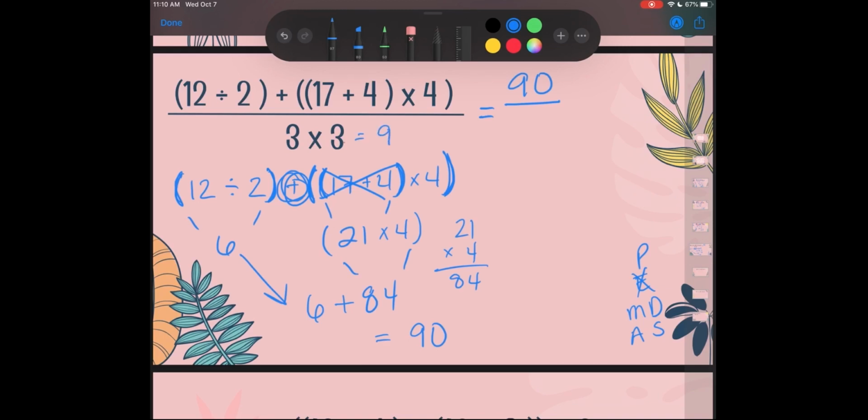I've got 3 times 3. Well, 3 times 3 is 9. So I end up with 90 over 9. So remember, that line means dividing. So I really have 90 divided by 9. Well, what's 90 divided by 9? 90 divided by 9 is 10. So our final answer would be 10.